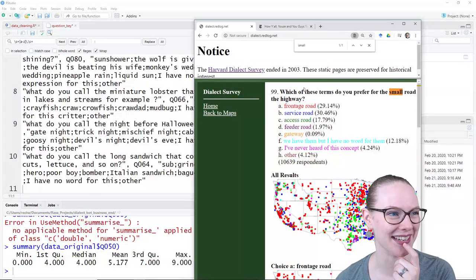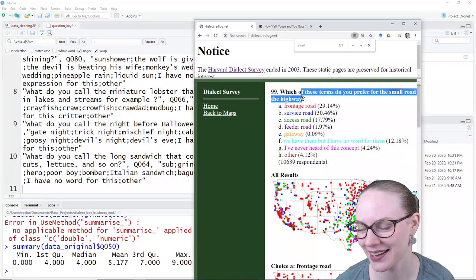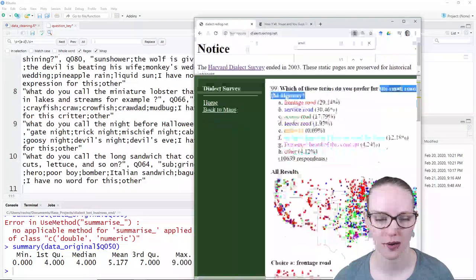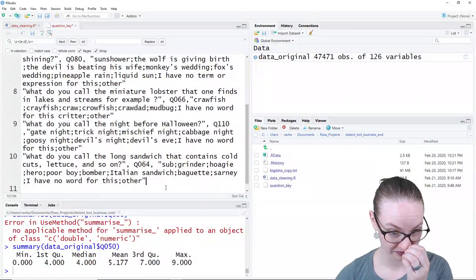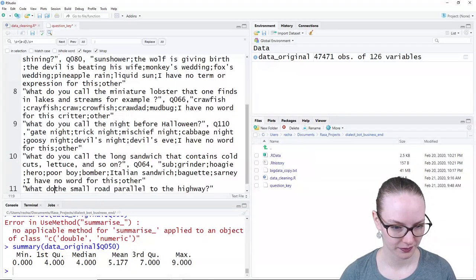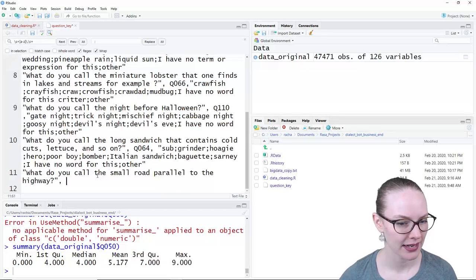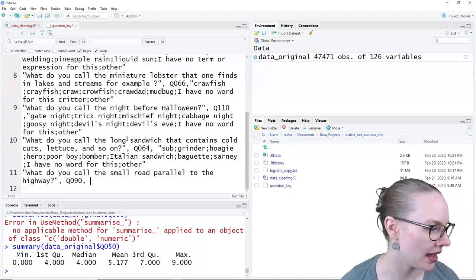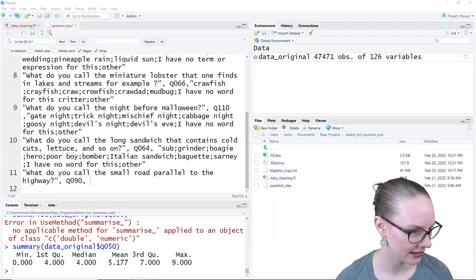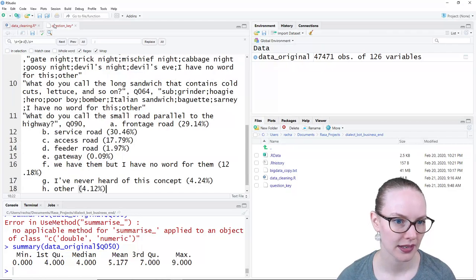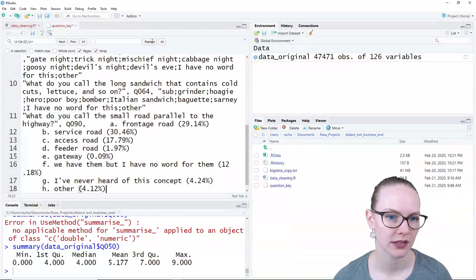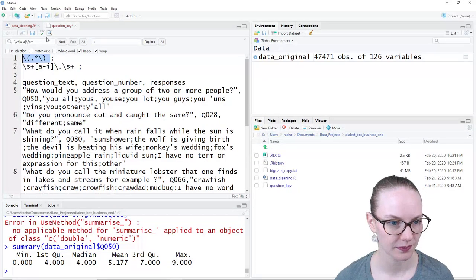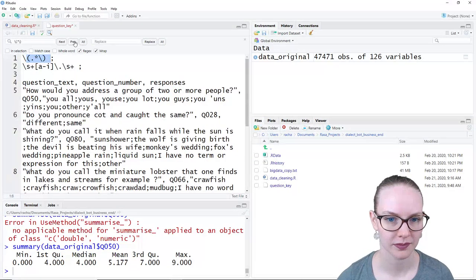So I hope this is interesting to watch, or at least you can enjoy my suffering. So the question is, what do you call the small road parallel to the highway? And then that is question 99, Q090. And then the answer is the last thing that we need. So actually, we can just do that first, can't we? And then remove these ones.